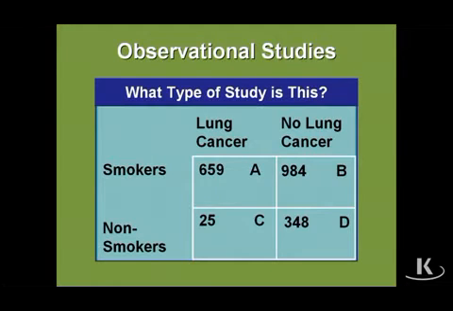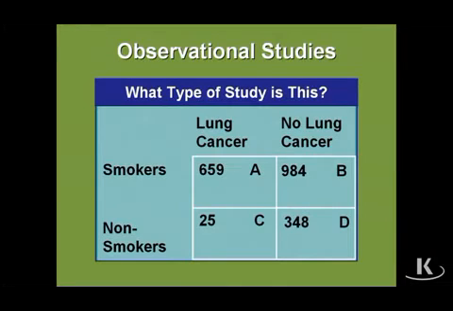Take a look on the slide before you. Here we have the presentation in a 2x2 table of an observational study. The question I have for you is simple. What kind of observational study is this? Is this a cross-sectional study? Is this a cohort study? Is this a case control study? What kind of study is this? What do you think? Well, the point is, you can't tell by looking. This could be any one of those three kinds of studies.